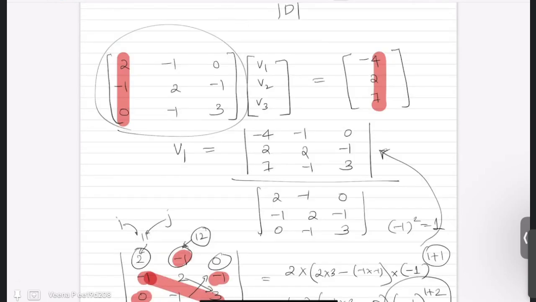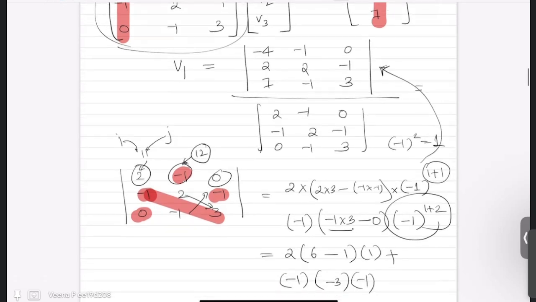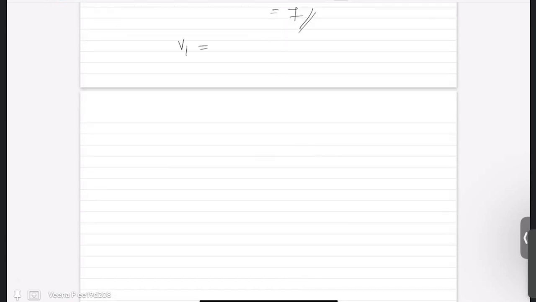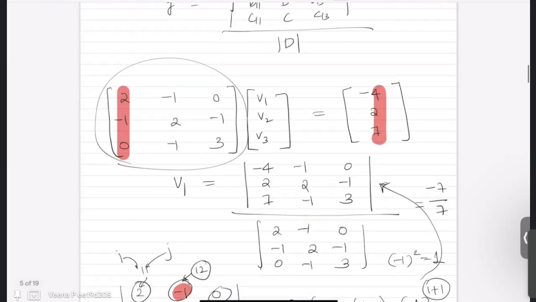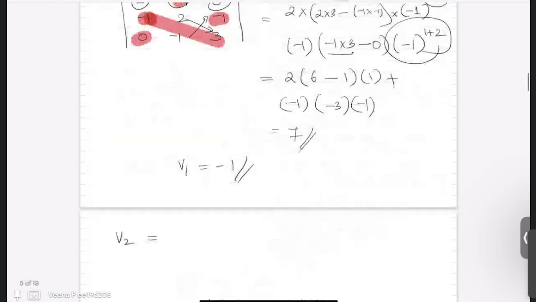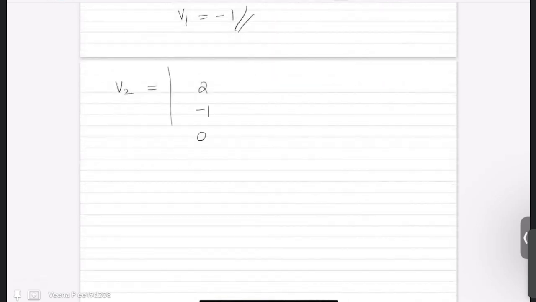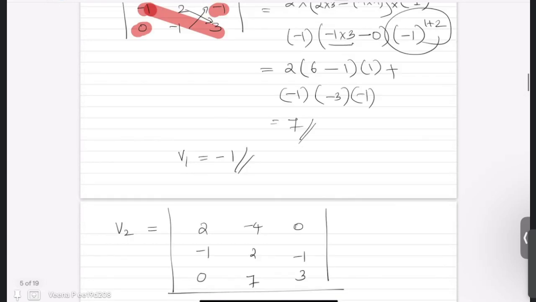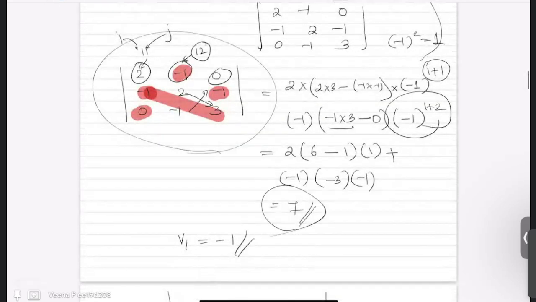So this determinant value comes out to be 7. Similarly, if you find this determinant, so V1 is this determinant. So the first determinant's value will come out to be minus 7. So this is minus 7 by 7 and your V1 will come out to be minus 1. If you write V2, V2 is nothing but you replace the second column with minus 4, 2, 7. So it becomes 2, minus 1, 0, minus 4, 2, 7, 0, minus 1, 3.